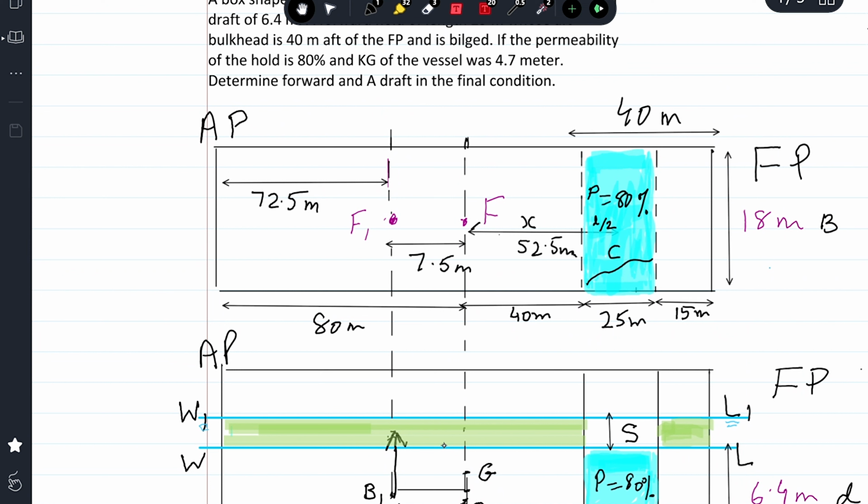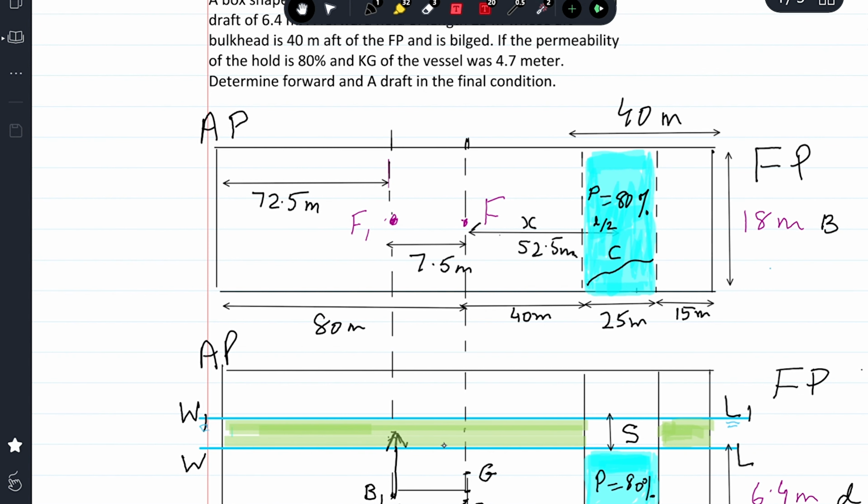So from F1 to the centroid of the hole, the center of gravity of the hole, we are talking about now. Between F and F1 is 7.5 meters. From the center of rotation to the aft bulkhead of the hole is 40 meters. Then the centroid of the hole will be half of its length because it's a rectangle. Length is 25, so half will be 12.5.